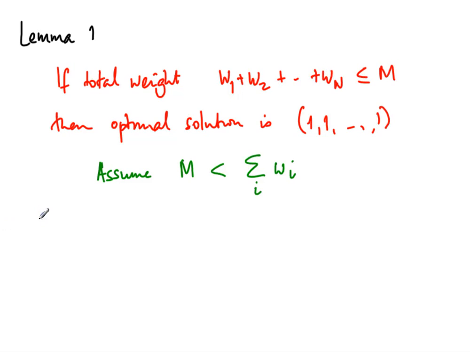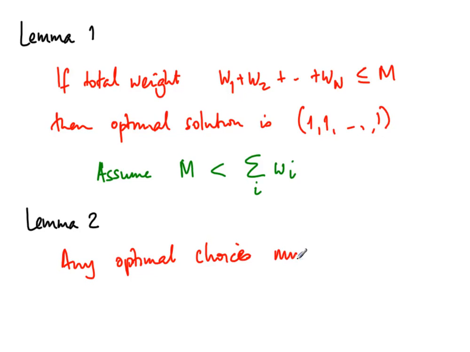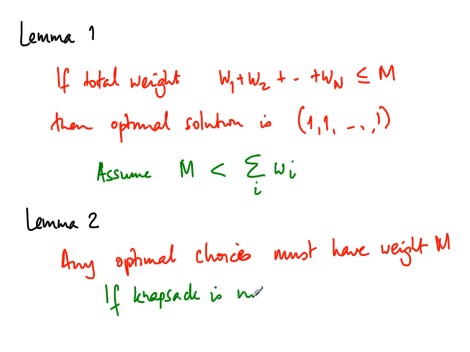Now the second observation is that any optimal choice must have weight m. That's because if the knapsack is not full, adding any chemical, it doesn't matter whether it's the best choice or not, increases its value, so it cannot be optimal.